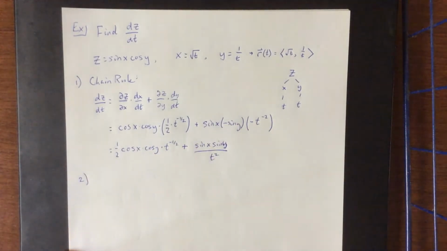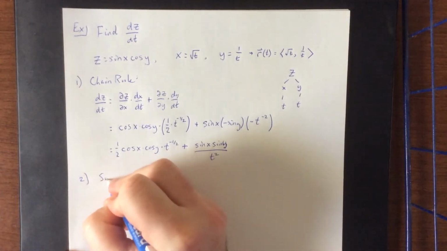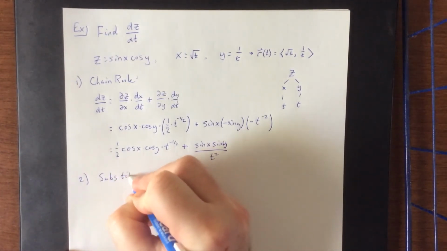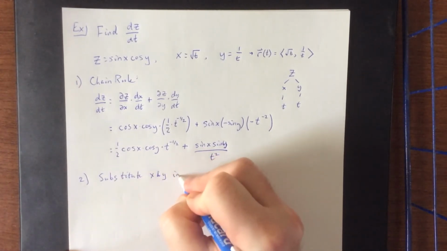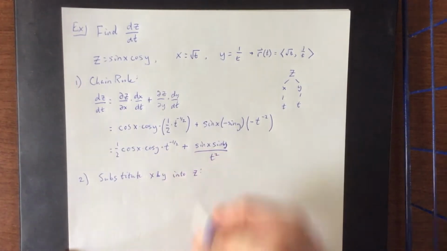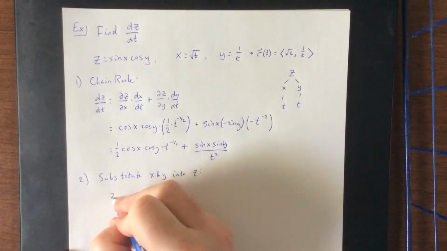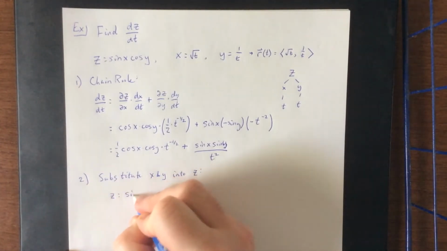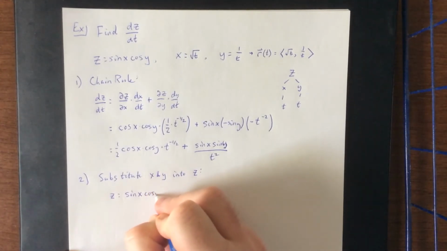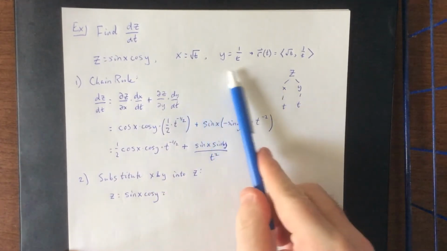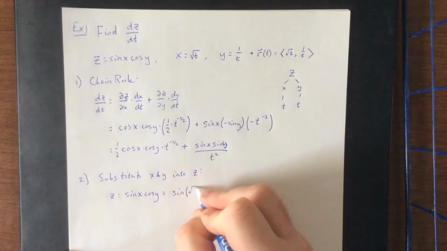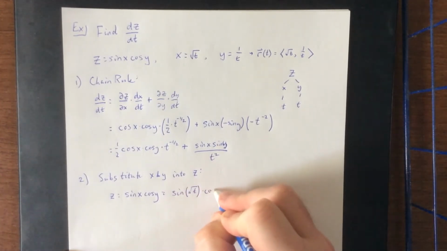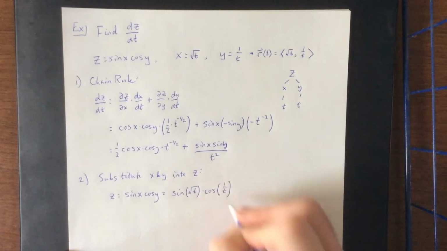The alternative, and I do want to show you both of these because ultimately it's going to be up to you to decide which one you want to do. So the alternative would be substitute x and y into your z function. That is to say, rather than referring to this as the sine of x times the cosine of y, we'll just go ahead and plug in what x and y are equal to. So this will be the sine of the square root of t times the cosine of 1 over t.